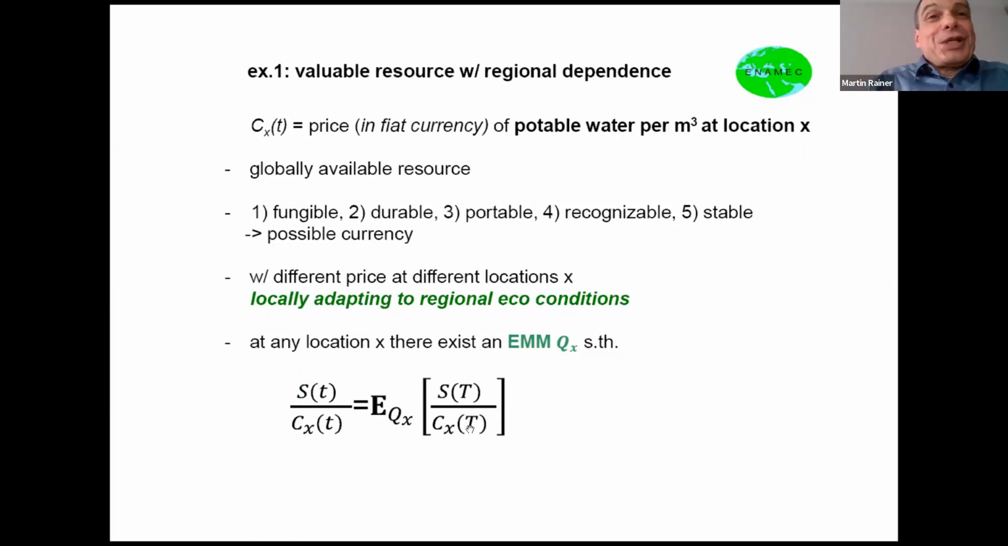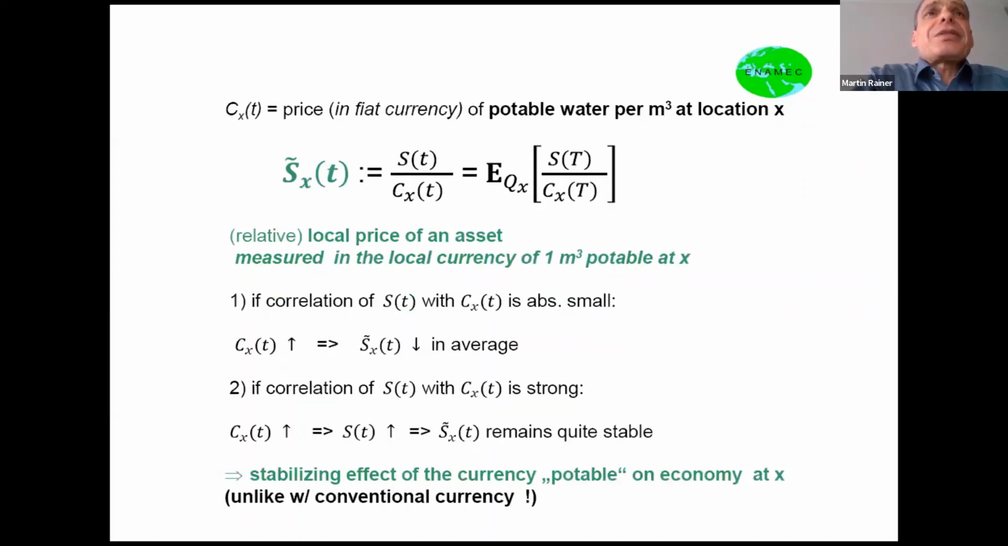Yes. So we see already some effect. So the local relative price measured in local currencies, this is what I look at. So what happens if this asset which I'm interested in does not depend on the potable water price? So it is decorrelated. The correlation is absolutely small. So let's assume then this potable water goes up, but since this price is not affected very much, it means that the relative price will go down. So they will depreciate. The relative price will depreciate.